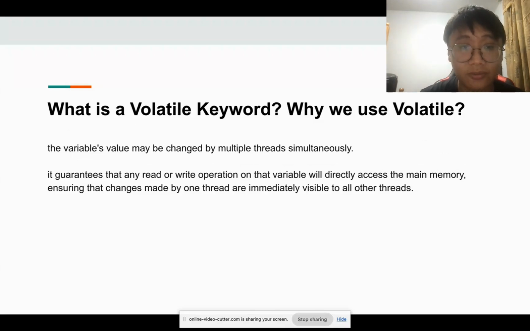Now, what is the volatile keyword? Why do we use volatile? A volatile value may be changed by multiple threads simultaneously. It guarantees that any read or write operation on a variable will directly access the main memory, ensuring that changes made by one thread are immediately visible to all other threads.